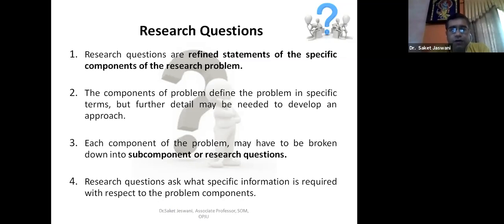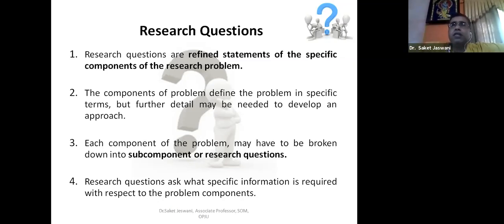So each component of the problem may be broken down into subcomponents. There may be various problems in your mind related to a particular subject matter. Which course you should undergo, which university you should choose, right? So there may be n number of problems. These n number of problems should be broken down into various research questions. Okay. So these research questions ask what specific information is required with respect to the problem components. So the research question basically helps you to provide the specific information to solve your problem.